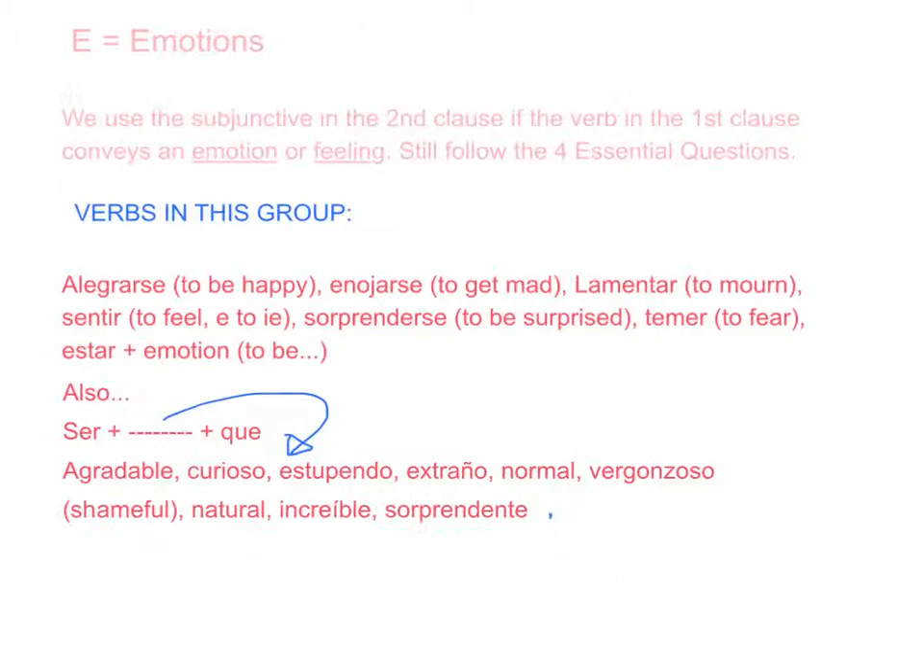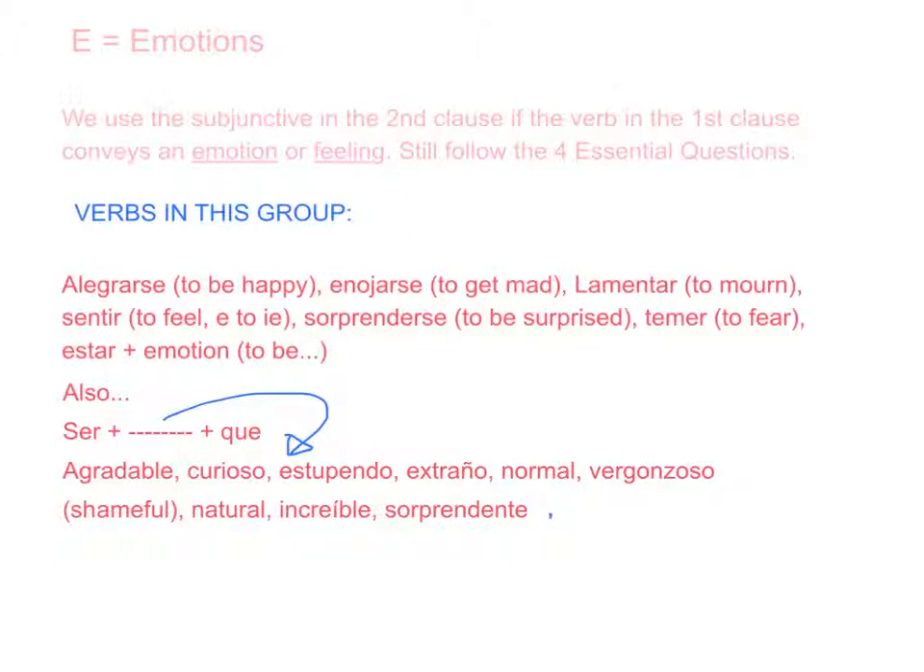The E group. E stands for emotions. We use the subjunctive in the second clause if the verb in the first clause conveys an emotion or a feeling, and we're still following the four essential questions. Some typical verbs in this group would be alegrarse, enojarse, lamentar, sentir, sorprenderse, temer, that is not a typo, it's temer, not tener, it means to fear, and estar plus an emotion.